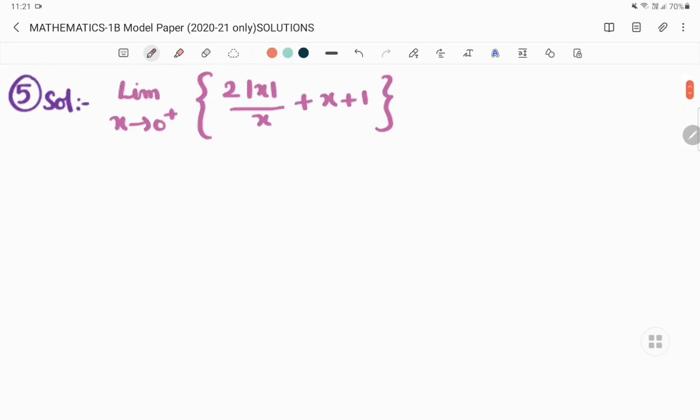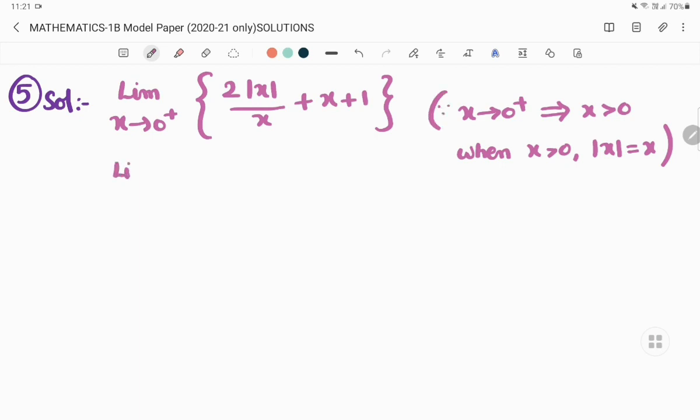First, we need to know about the meaning of x tends to 0 plus. X tends to 0 plus means x is greater than 0. When x is greater than 0, mod x is equal to x.